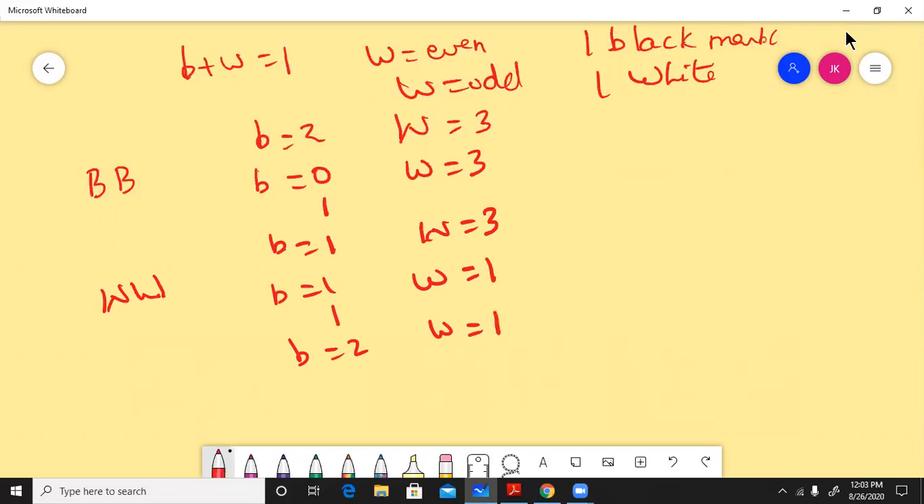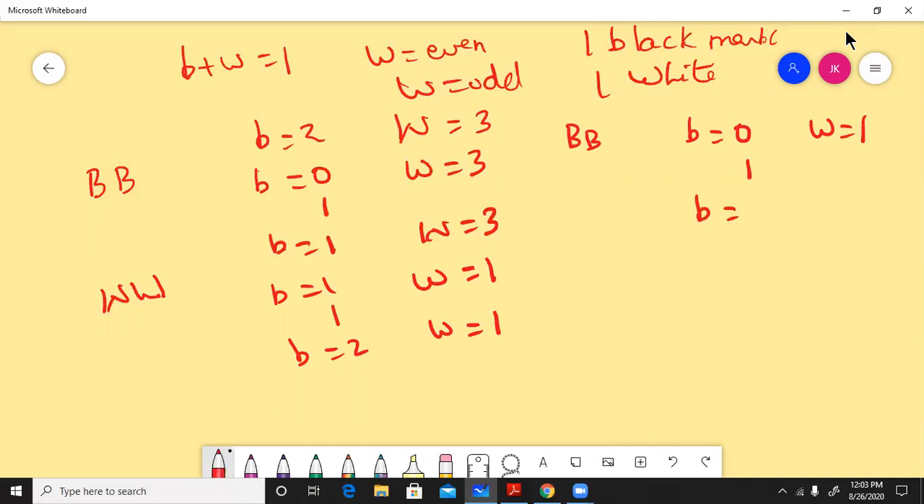So totally how many balls now? 4. At the first I had 5. Next I had 4. Now I'm having 3. How many balls are there? 2 black and 2 white. Now I'm going to take up two blacks. What is my last count? B will be equal to 0 and my W will remain as 1. Okay? And I'll put back 1 there.